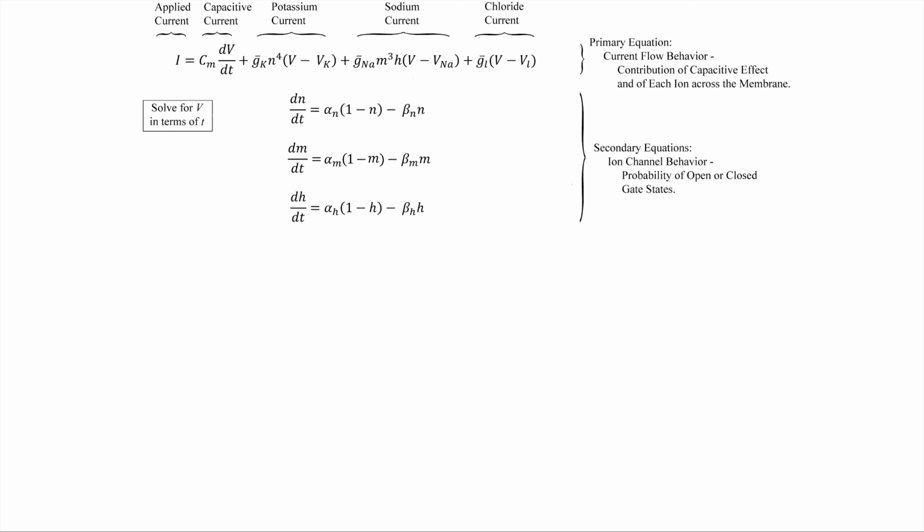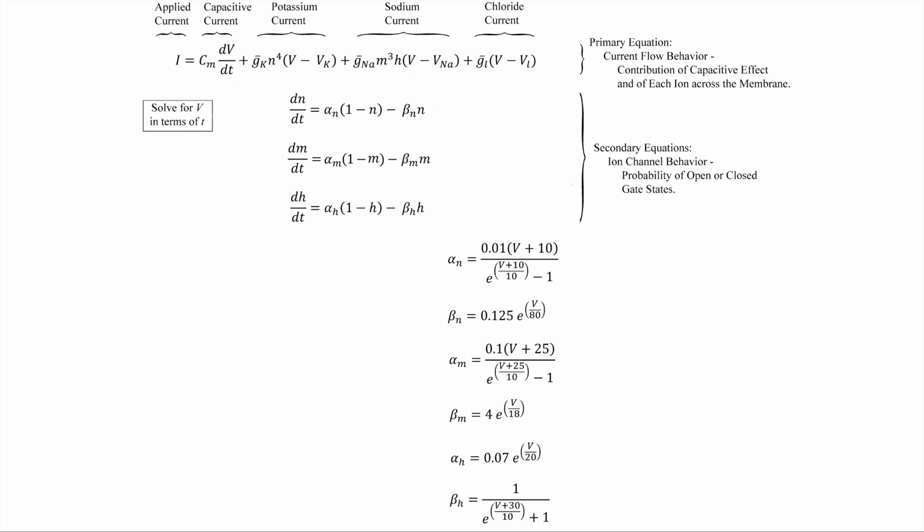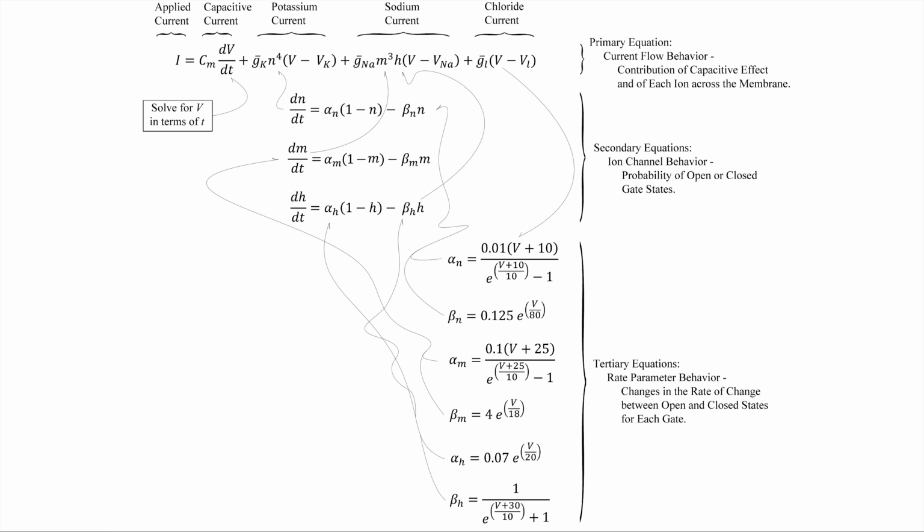The probability of the gates being open is then determined by the forward and backward rate constants, alpha and beta, which in turn are influenced by voltage and make up a further set of equations. You can see that these rate constant equations also involve e to the power of voltage, meaning that they arose from yet a fourth set of differential equations not shown here.